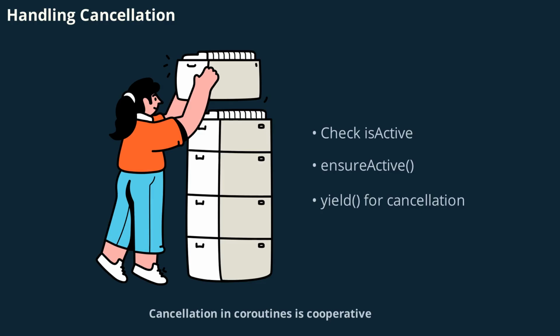Cancellation in coroutines is cooperative. You can handle cancellation by periodically checking the isActive property or using functions like ensureActive or yield to check for cancellation points. Setting timeouts with withTimeoutOrNull also helps manage cancellation.